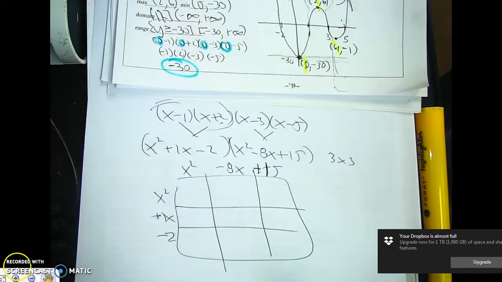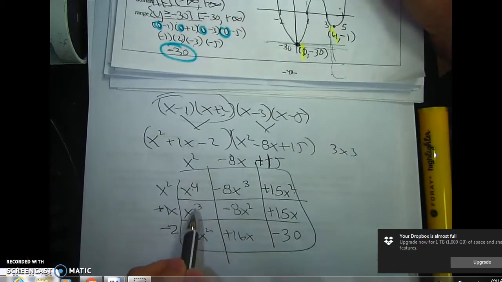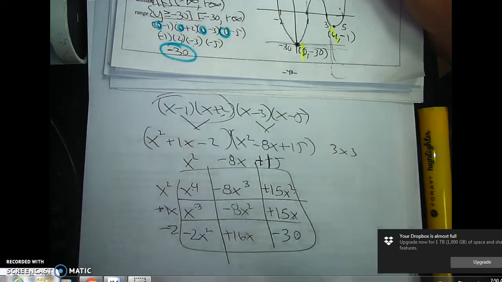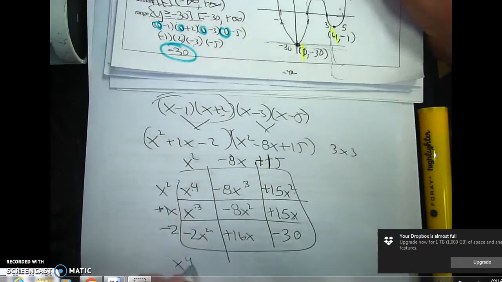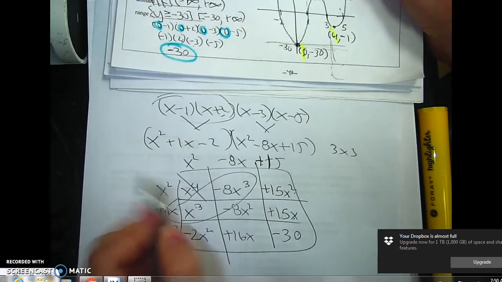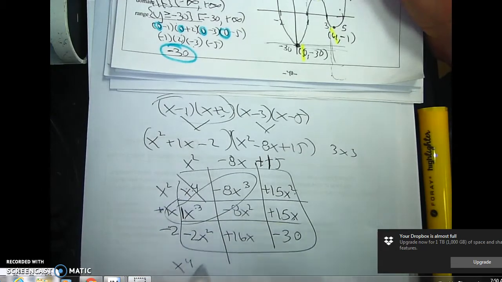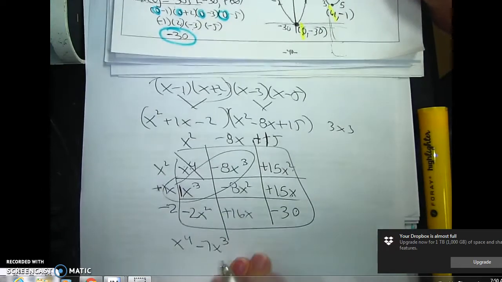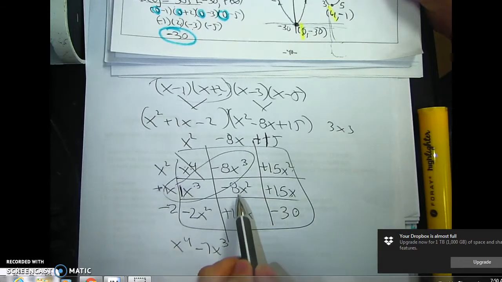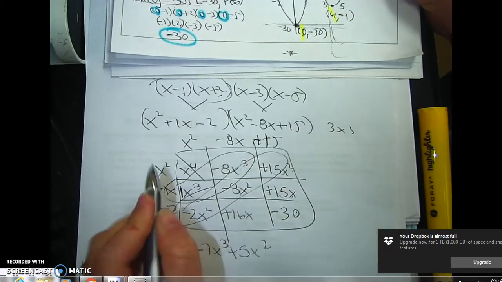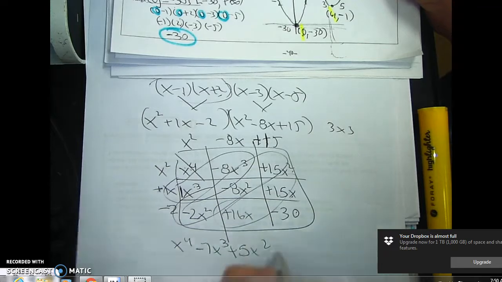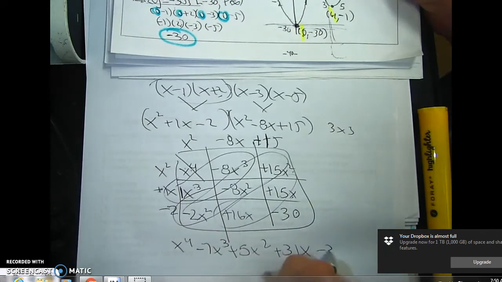Okay, let me pause it. Okay, 4, 3, 2, 3, 2, 1, 2, 1, 0. I see there's a pattern, which means the only mistakes I could have made are multiplying numbers. So x to the 4th, these are my 2x to the thirds with an imaginary 1. Negative 7x cubed. 15 minus 8 is 7. Minus 2 is 5. So those are together. And then 16 plus 15 is 31x minus 30.